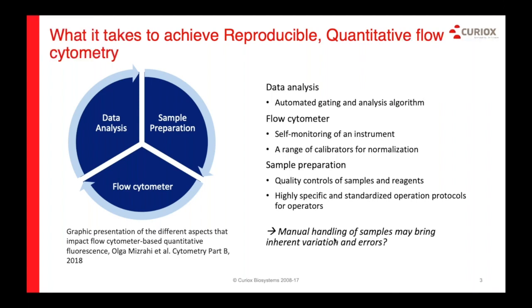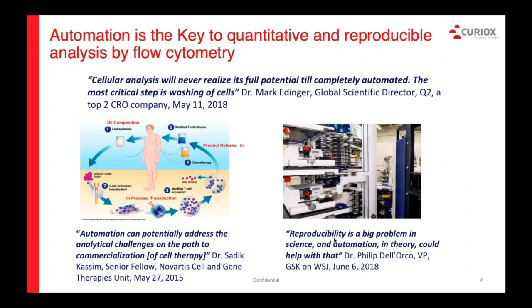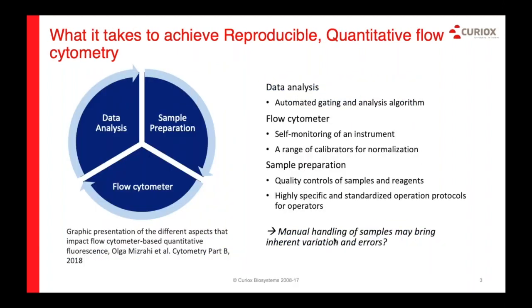So there's 3 major components: data analysis, the flow cytometer, and sample prep. Unfortunately, we've achieved tremendous progress in 2 out of the 3 areas. The most challenging component is sample prep.